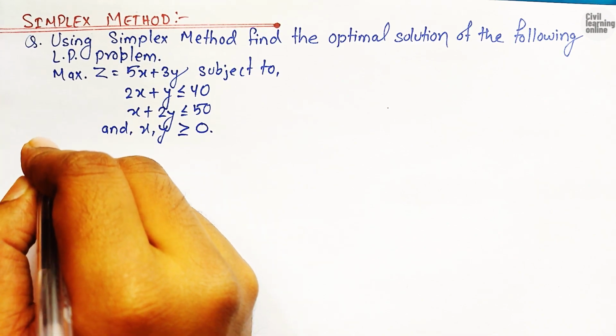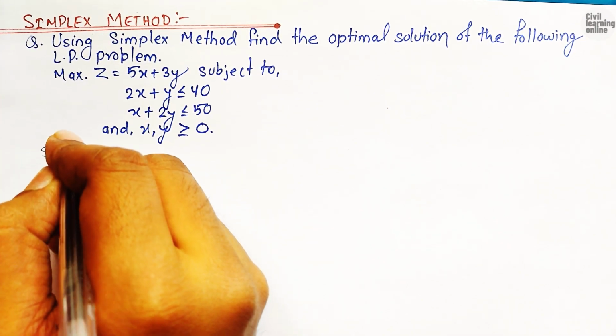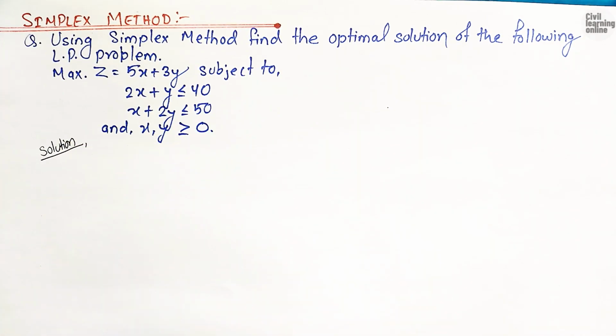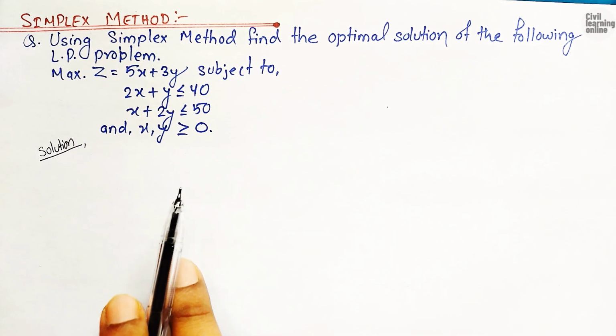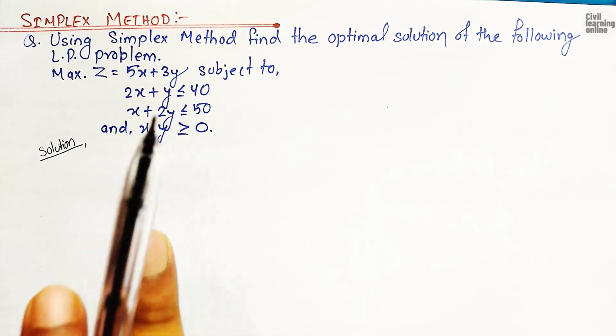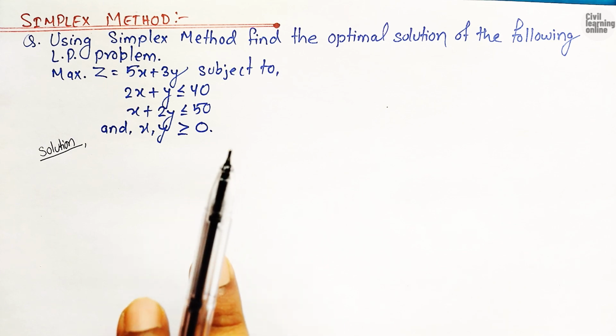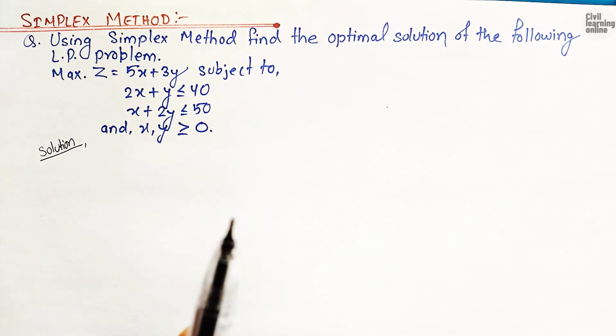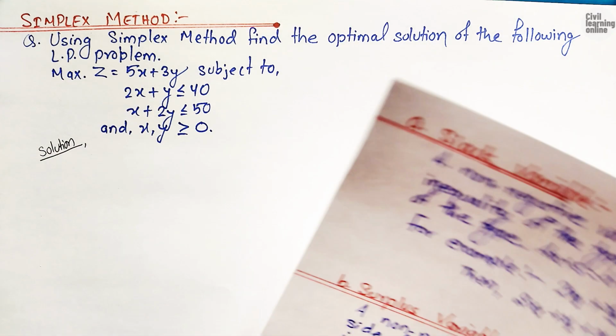So we are going to write here: solution. In order to solve any numerical based upon the linear programming problem, what we need to do is convert the inequalities into equations, and for converting the inequalities into equations we have to introduce some non-negative slack variables. Now what are non-negative slack variables? So let me tell you what are non-negative slack variables.